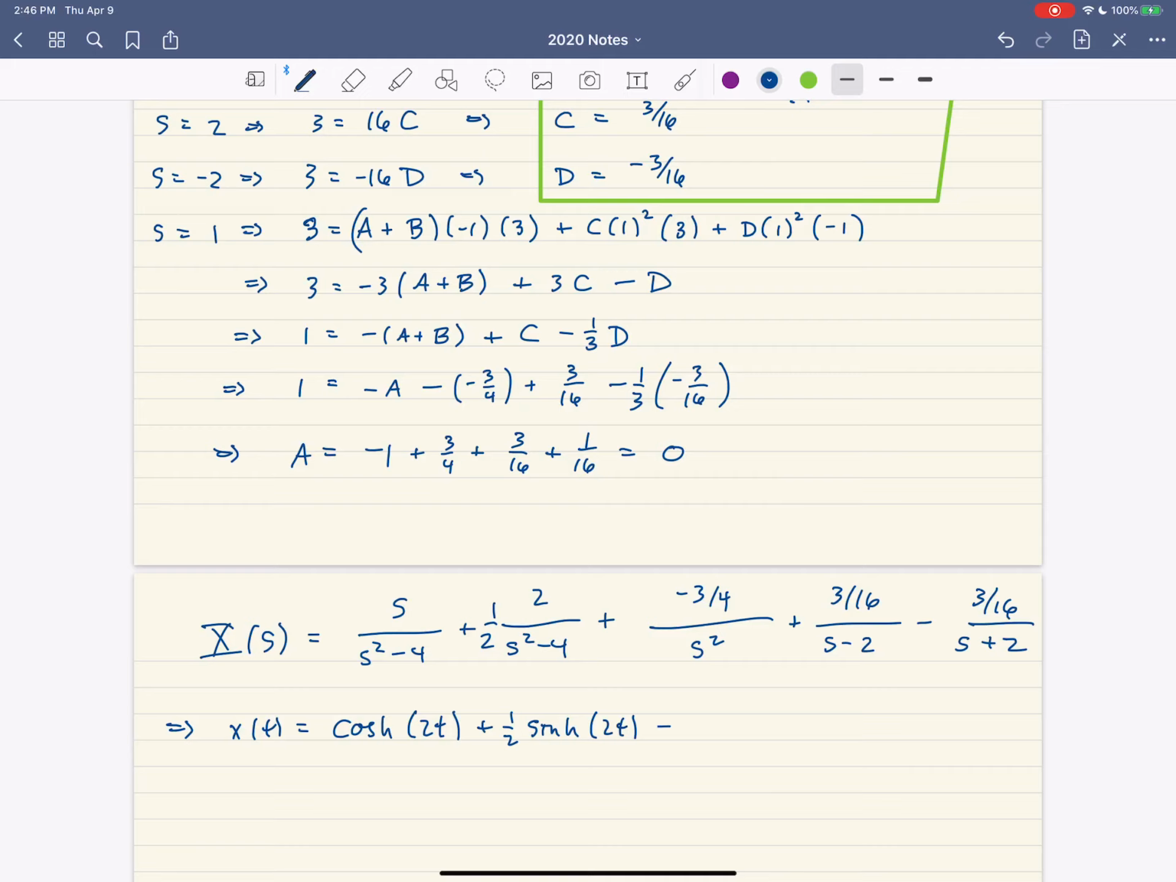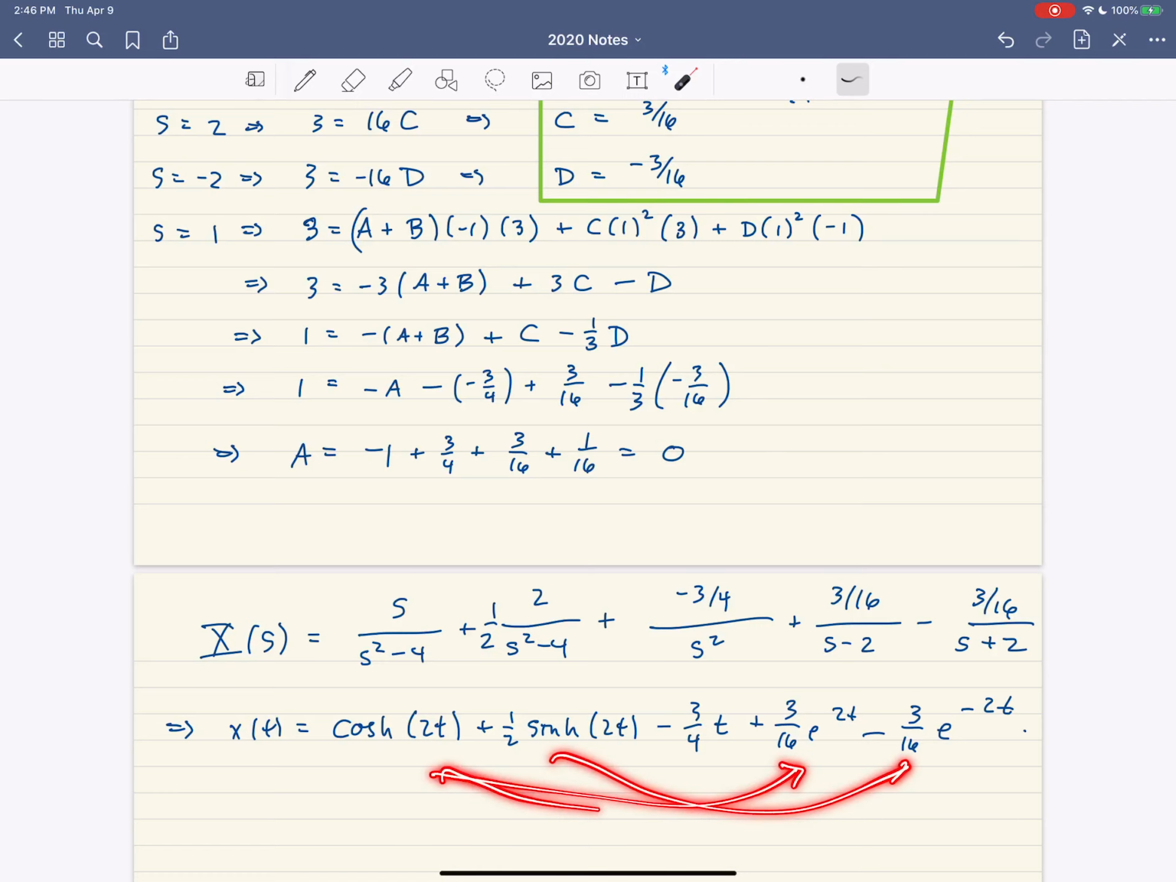Minus 3/4 over s squared, so this will be minus 3/4 t, plus 3 over 16 divided by s minus 2. So that's 3 over 16 e to the 2t minus 3 over 16 e to the negative 2t. And that's quite a mess. The cosh 2t and sinh 2t are really just linear combinations of e to the 2t and e to the negative 2t. So if you want to, you can incorporate all of those together, right? You can split up the cosh into e to the 2t plus e to the negative 2t, and same with sinh. You can add all those up and you get whatever value you get, but I'm fine with stopping here.